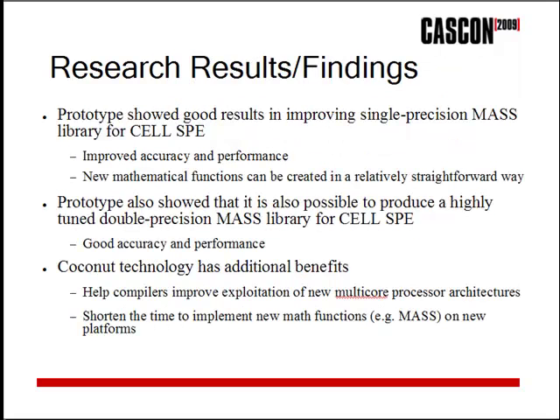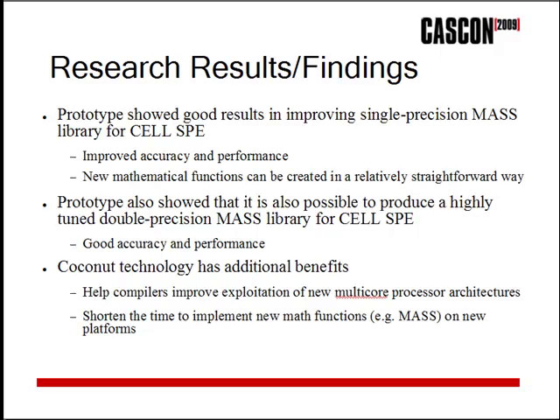The team built a prototype to improve single precision performance of MASS libraries for Cell SPE. Tests show very good results. We actually saw improvement in both accuracy and performance. We also found that the new mathematical functions can be created in a relatively straightforward way using Coconut. The team then went on to investigate if we can produce an equally good double precision version of the MASS library. Again, the prototype showed very promising results.